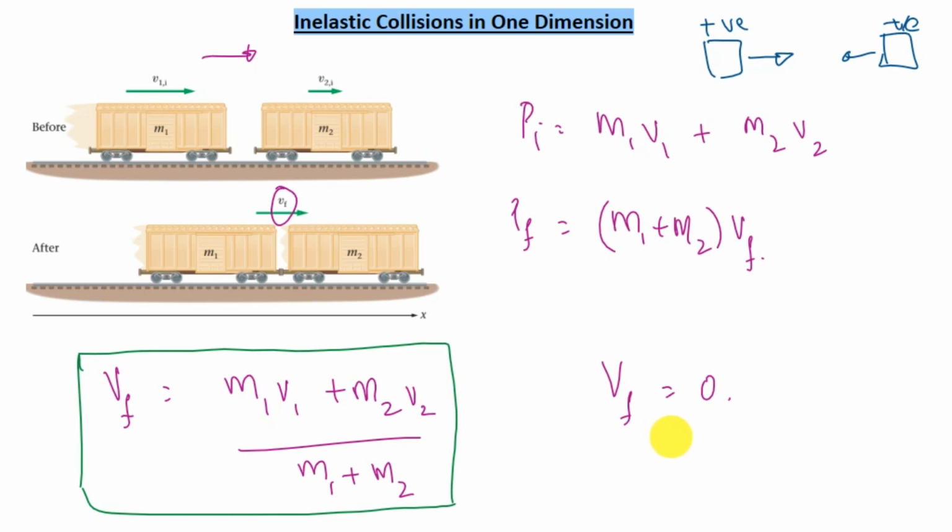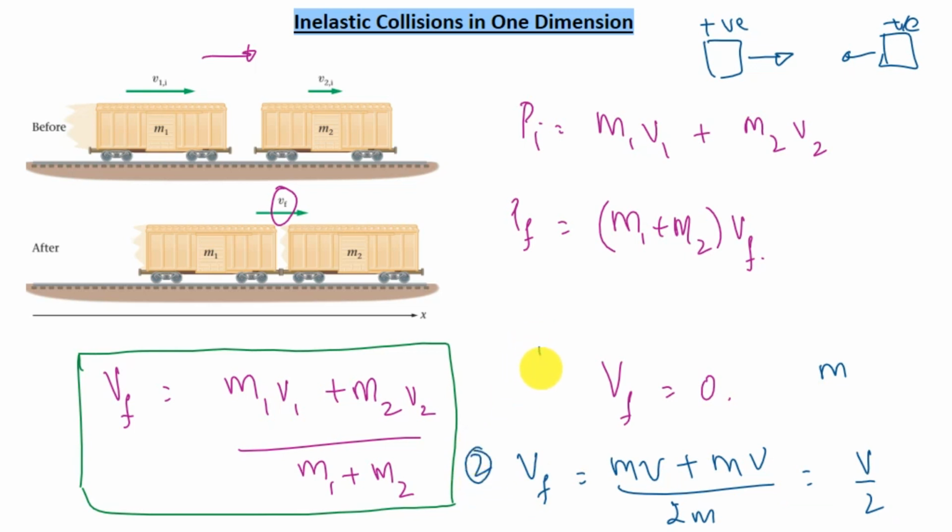Now what happens if they initially have the same speed and same mass? If the masses and the velocities are equal, then the final speed would be m times v plus m times v, divided by m plus m, which becomes 2m, because the masses are equal for both blocks and they are moving with the same speed. So that would be v over 2. This is the second special case, and that was the first special case. Here the final speed becomes half of the initial speed. So these were the two special cases.